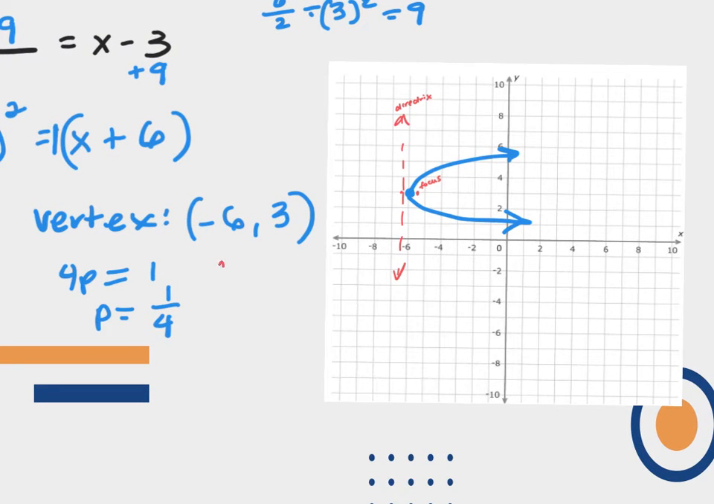So the focus, I'm taking the x and I'm subtracting a 4th from it. Actually, I'm adding the 4th because it's negative, adding the 4th. So it goes to the right, and it'd be negative 5 3/4. And then I'm subtracting 1/4 to get my directrix.